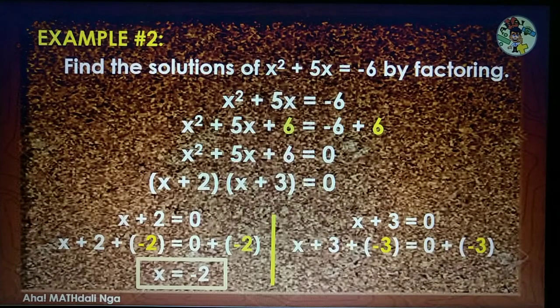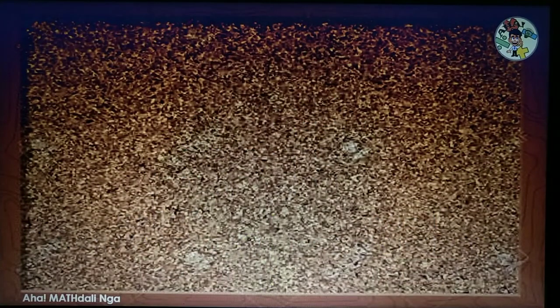So we have x plus 3 plus negative 3 is equal to 0 plus negative 3. Then, let's simplify. We have x is equal to negative 3. So the solutions of x squared plus 5x is equal to negative 6 are negative 2 and negative 3. But we need to check if these values of x will satisfy the given quadratic equation. Let's do checking.